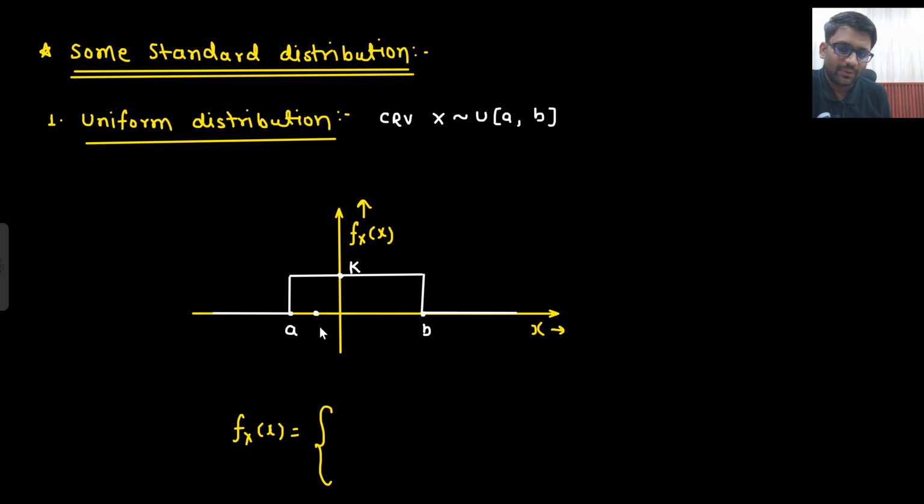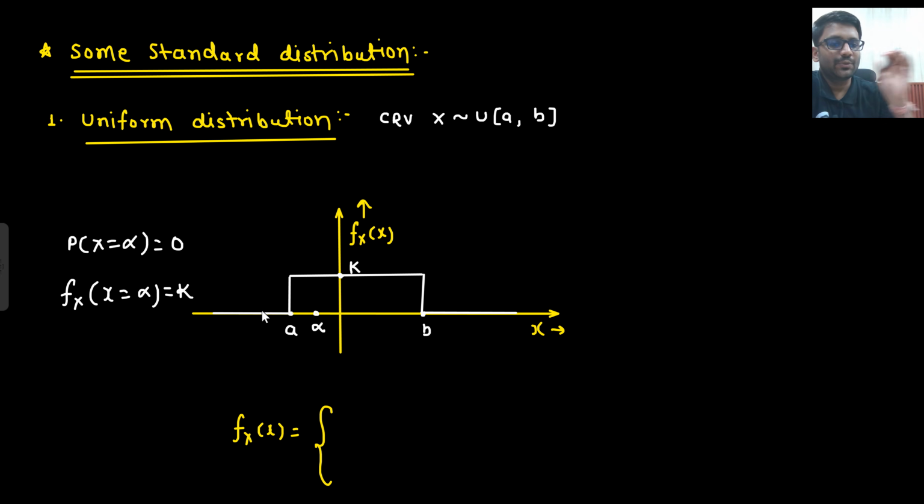What if, let's just say, this point is alpha? What if I ask you the probability that your random variable x takes the value alpha? What will be the answer? No, that would be 0. In the case of a continuous random variable, the probability at a point is 0. But if you ask me fx of x at x equals alpha, what is the value of your pdf there? That value is k only.